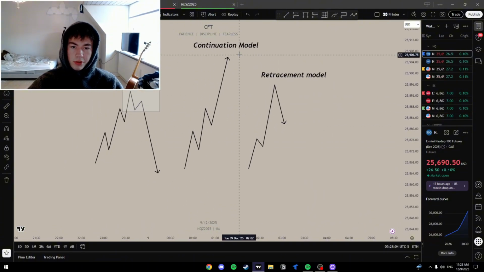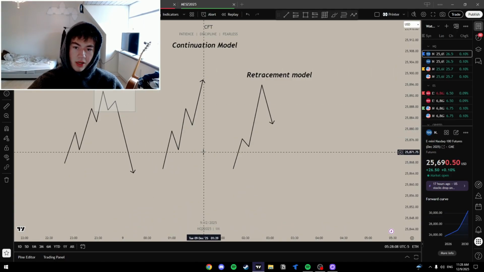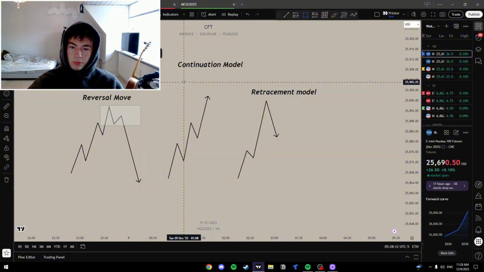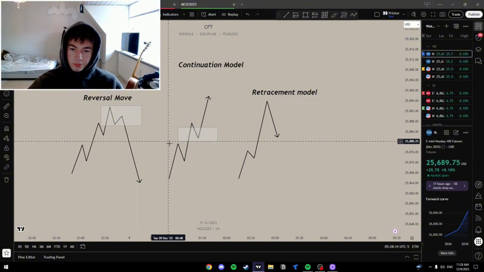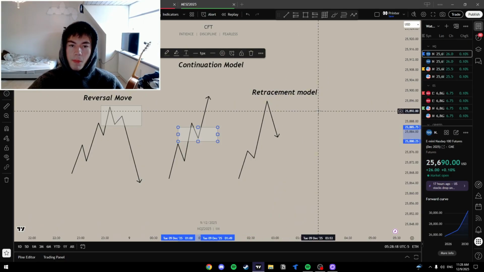Now a continuation model. This is where you kind of play the trend, you know. The trend is your friend. Here we probably want to find our trade within here or something like that.